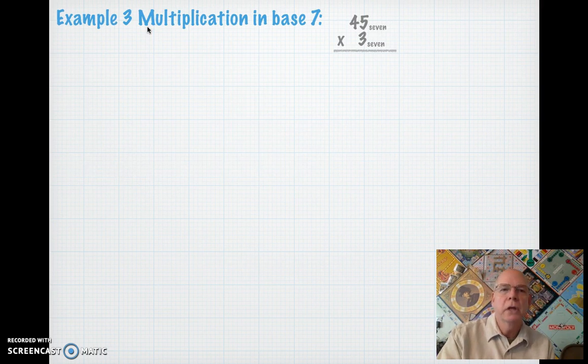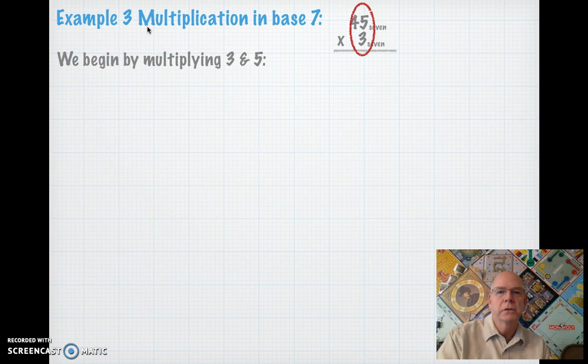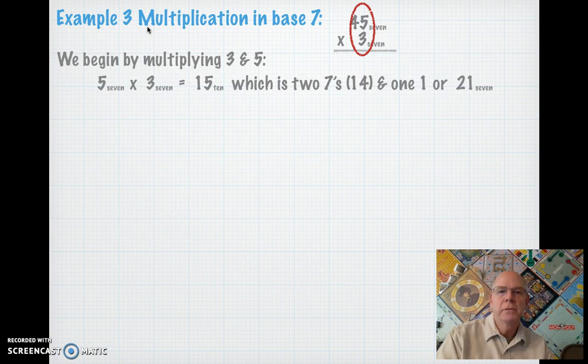So now we are looking at an example of multiplication in base 7. We want to multiply 4, 5 base 7 by 3 base 7. And again, the problem starts out basically the same way as it would in a decimal number system. So we're going to begin by multiplying the 3 and the 5, first columns. And so 5 times 3 in base 7, we're going to essentially do that multiplication in base 10 and then convert it back to base 7.